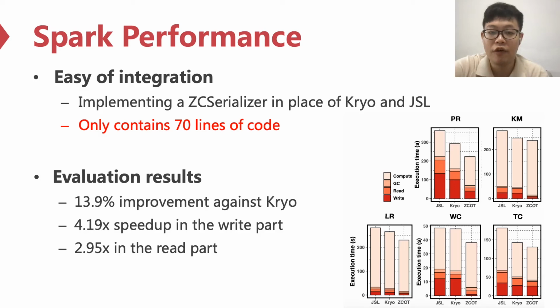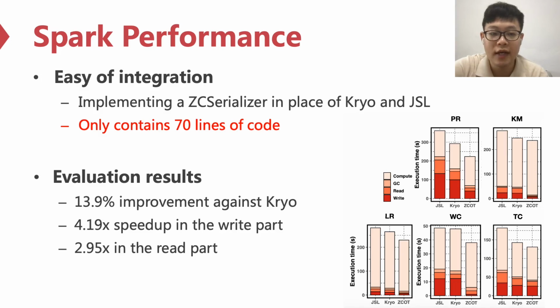As for Spark, we first find that it is easy to integrate ZCOT into Spark's codebase. Since ZCOT is compatible with Spark's SD interface, we only need to implement a ZC serializer in place of the original CRYL serializer and the Java serializer, and configure Spark to use the ZC serializer instead of others. The number of lines of code of the ZC serializer is only 70. And for evaluation results, we find that application execution time can be improved by 13.9% on average on 5 applications against CRYL, which is the default serializer in Spark.